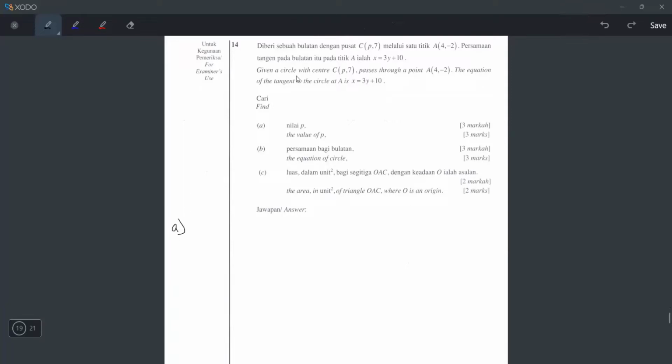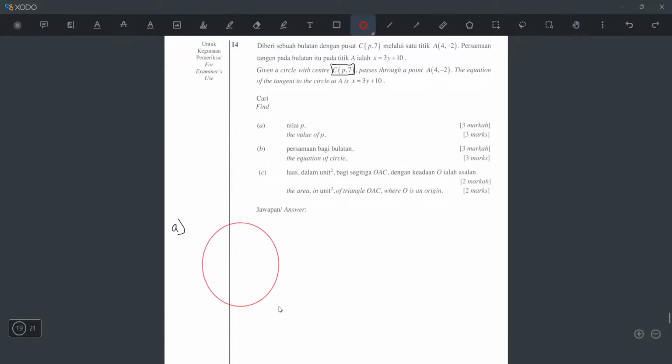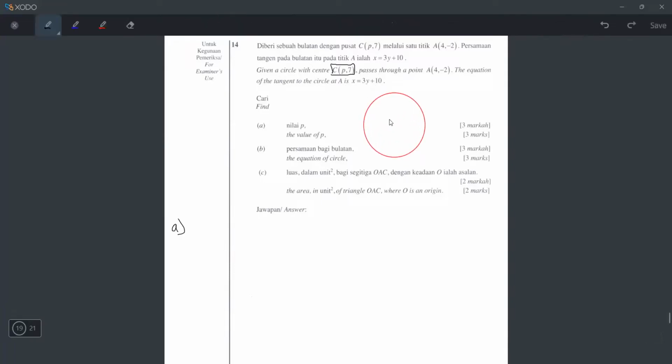Hey, let's go. 14. Given a circle with center C, okay, the circle has center, but they never give diagram. Then we draw our own diagram. I don't draw here because later I have to write working, right? We draw here. Okay, like that. And then center is P7. CP7. Passes through point A for -2. A is on the circle, on the circumference, because the circle passes through this point, right? And this is a point A.